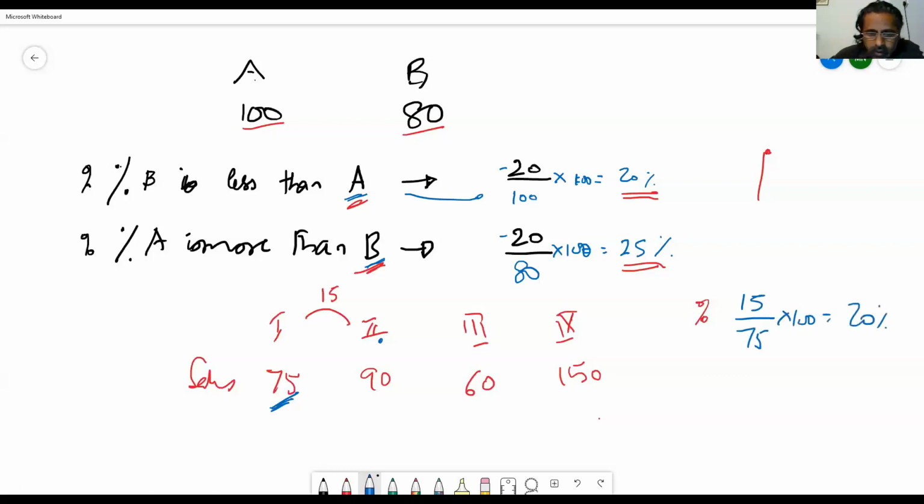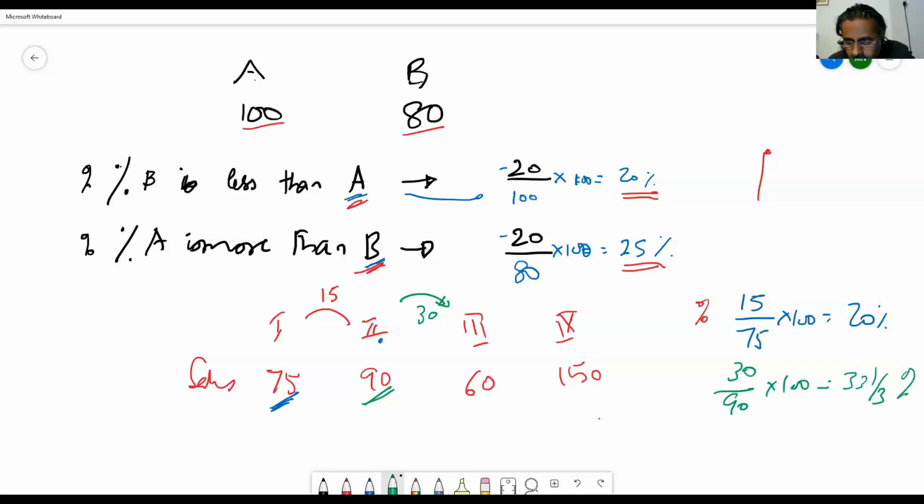Okay. Now, what is the percentage drop for the third year? It's a percentage drop here, isn't it? The percentage drop in the third year has to be with respect to the second year. So the drop here is 30 compared to the second year. So the drop in the third year is 30 divided by 90 into 100, which is 1/3. 1/3 is 33 and 1/3%. Right?